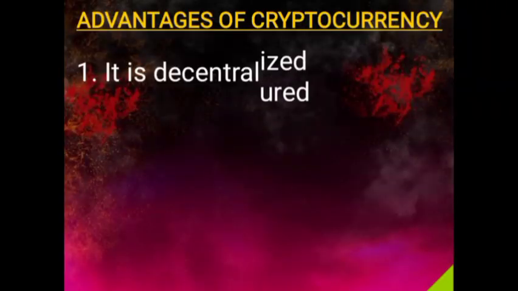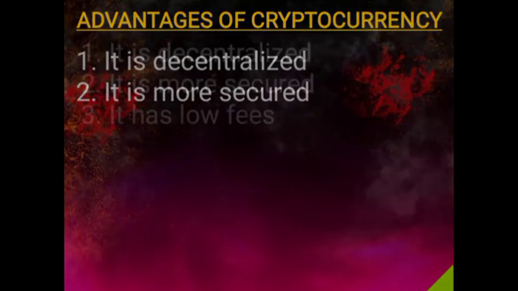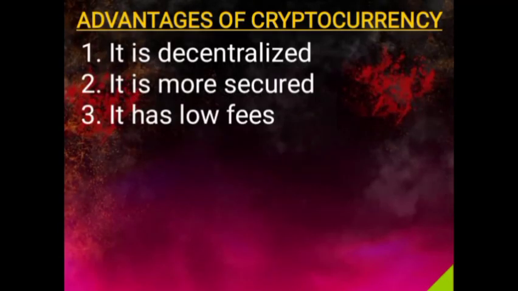Okay. And two, cryptocurrencies are secured. For instance, if you have Bitcoin in your wallet, it is secure. Because of its cryptographic nature, your transactions are secured. And also, another advantage of cryptocurrency is that it has low fees. The fees on the transactions that you do on cryptocurrencies are very low as compared to the traditional ones.